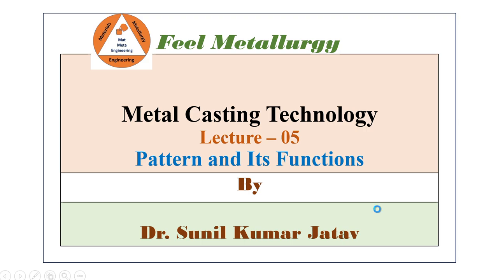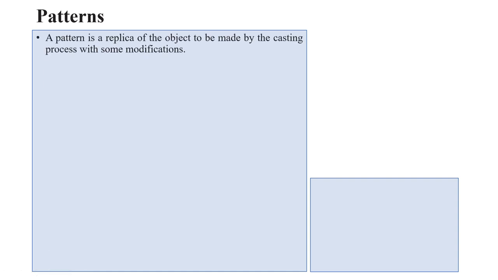So what is the pattern? A pattern is the replica of the object to be made by the casting process, with some modifications. If we have to produce any object, we have to do casting. First we have to prepare the mold, and the mold is prepared with the help of the pattern. Without a pattern we can't produce a mold cavity, and without a mold cavity you can't get any object.